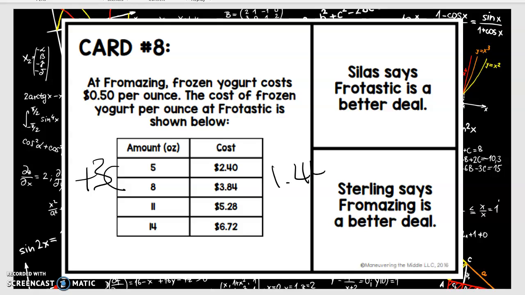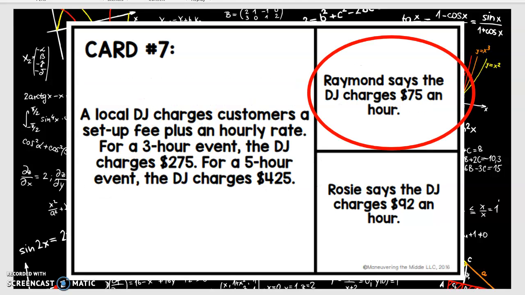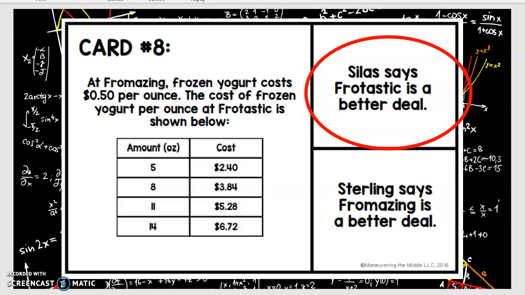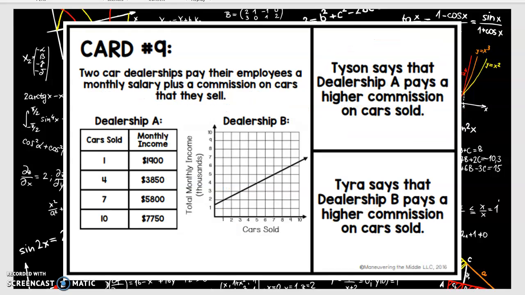So there we go. That is my difference, but this is per 3 ounces. So I want to divide by 3, and I get 0.48. So Frotastic is 0.48 cents. Fromazing is 50 cents. So I want the better deal, which means cheaper, which would be Frotastic. So, wrong one, sorry. Frotastic is the better deal. All right, 2 more left. Which one is better? So go ahead and push pause.